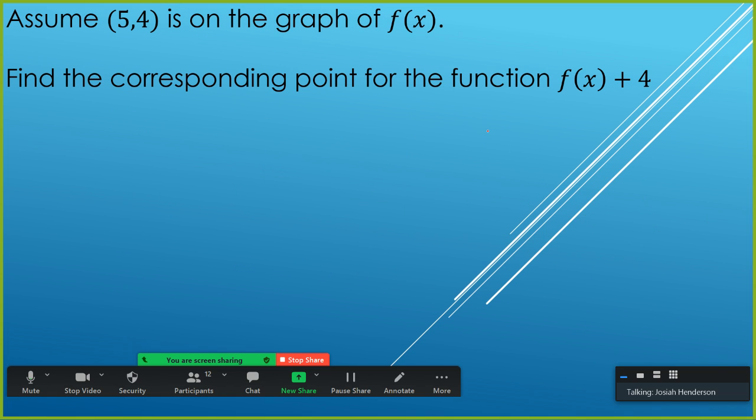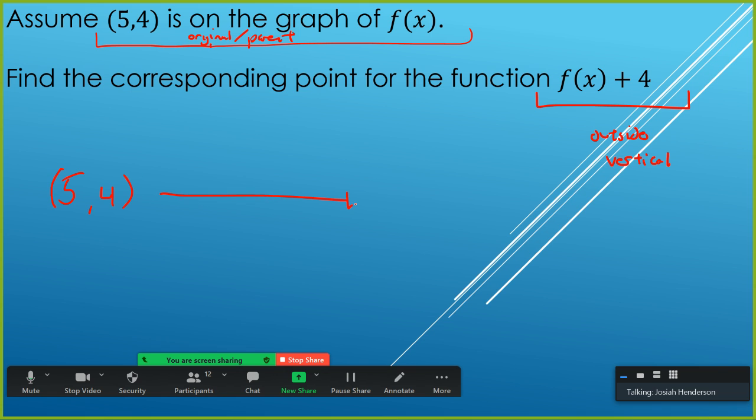I'm going to skip to this one here. So assume 5 comma 4 is on our original graph of f of x, the parent graph. Find the corresponding point for the function f of x plus 4. It's outside. That means it's vertical this time, and we do it at face value, no opposites here. So because it's vertical, we're going to leave x alone. So 5 comma 4, translate.